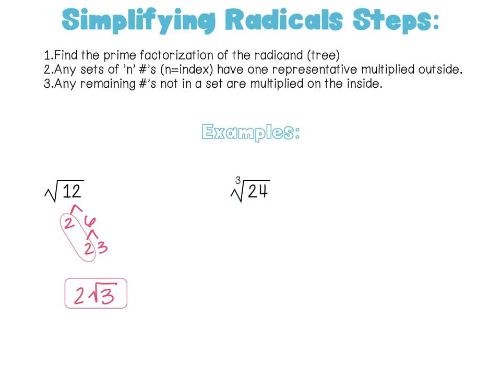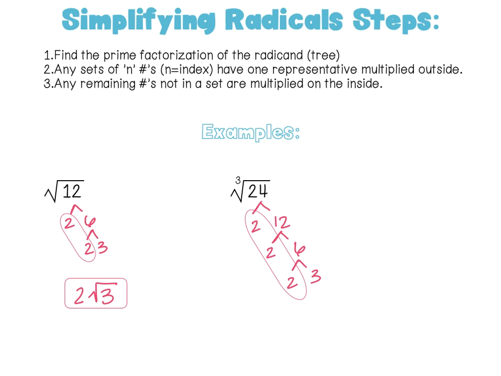Let's do our factor tree for 24. So I've got 2 and 12, I've got 2 and 6, and I've got 2 and 3. Now I circled those 3 2s because my index was 3, and I needed 3 of the same number. Now before I go any further, some of you might ask, what if I didn't use 2 and 12 to start out for 24? What if I used 3 and 8, for instance? It actually does not matter. In the end, you will get the same answer, so don't worry about that.